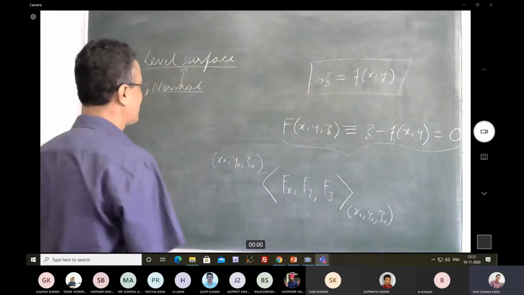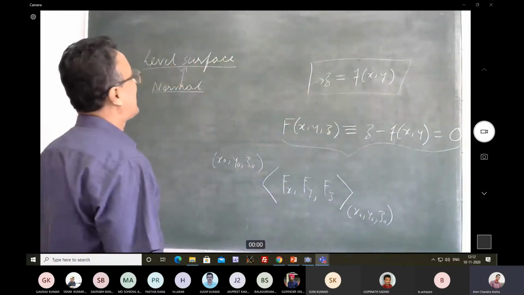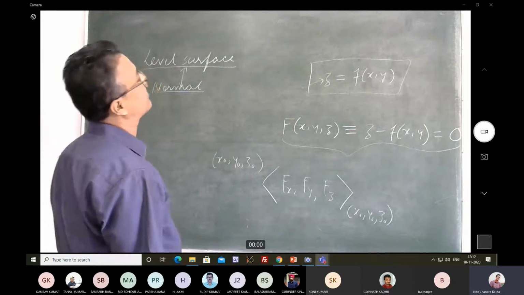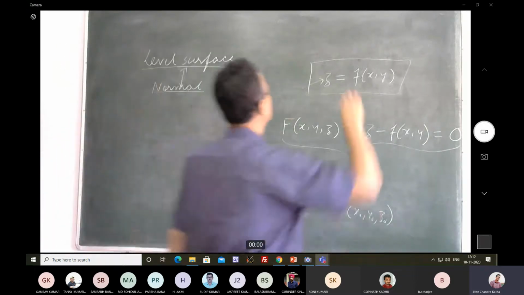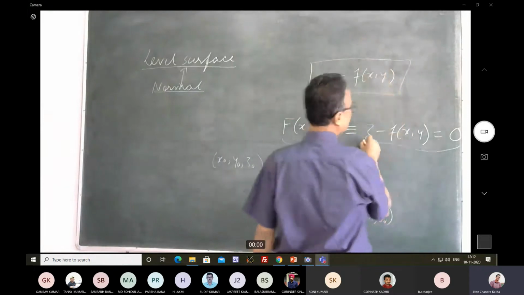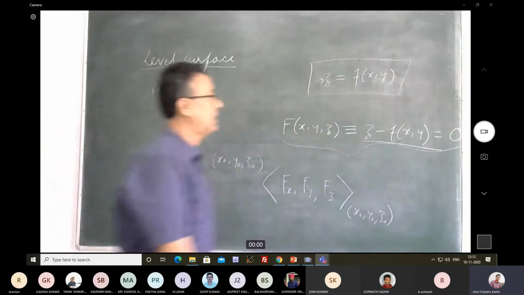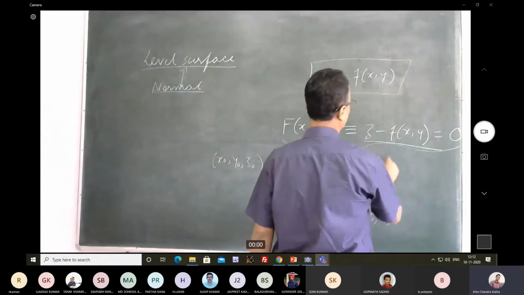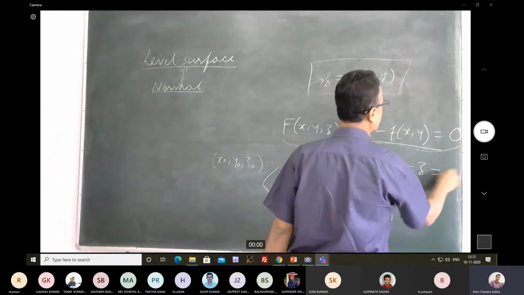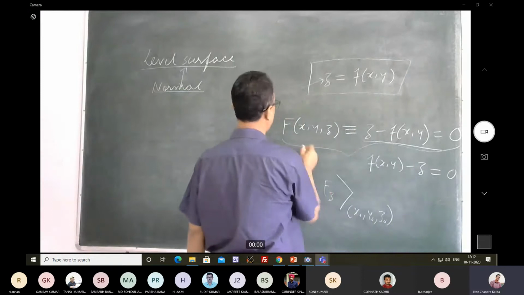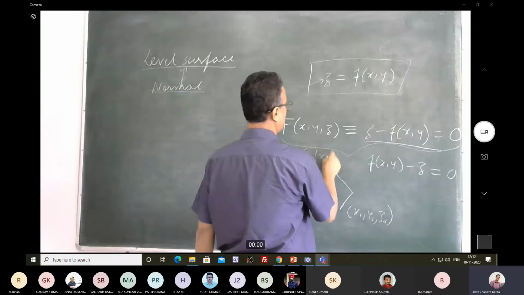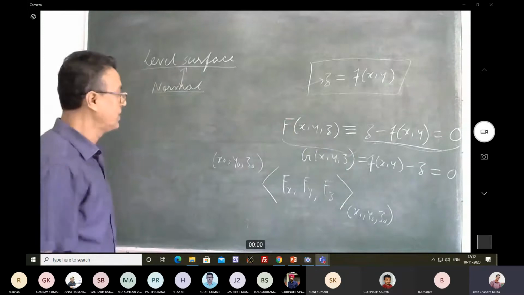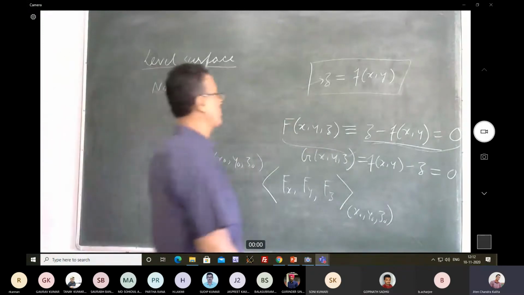Now, if you look at this function, I can get a level surface out of that graph of the function. I can do it either like this, or I can do it like this also: f of x, y minus z equal to 0. I can have something like this as well, isn't it? So now, what is going to happen?